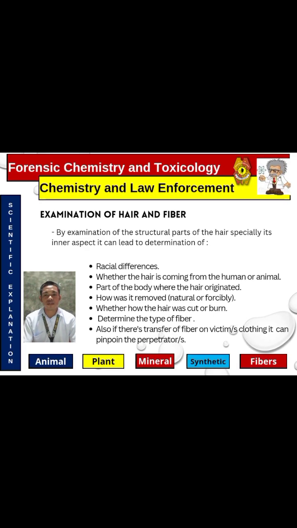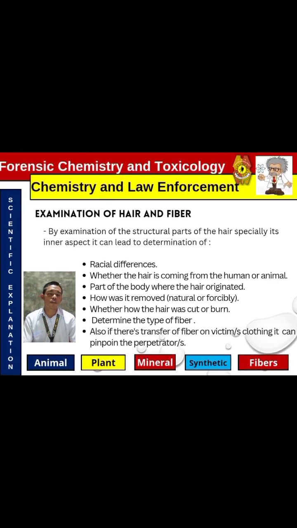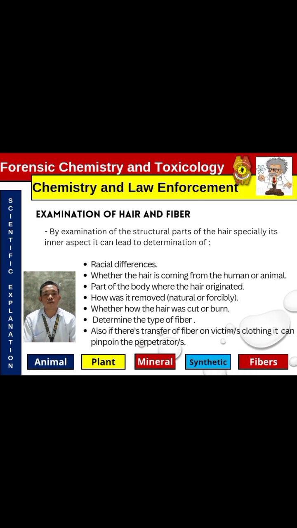Examination of hair and fiber. By examination of the structural parts of the hair, especially its inner aspect, it can lead to the determination of racial differences, whether the hair is coming from a human or an animal. It can also show the part of the body where the hair originated, how it was removed, naturally or forcibly, whether the hair was cut or burned, and determine the type of fiber. Also, if there are transfers of fiber on a victim's clothing, it can pinpoint the perpetrator.